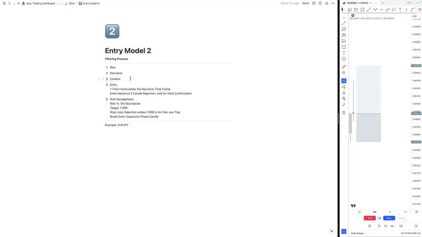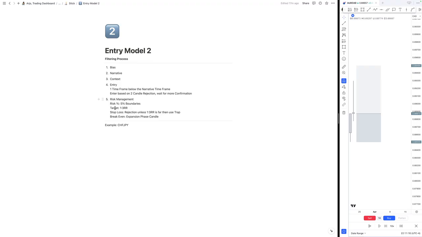So you need more confirmation. So if we're using the daily and the 4 hour, we need a little bit more confirmation. If you're not too certain, it is better to just wait for another rejection. Now, risk management, risk percentage, again, 5% boundaries. Target is a 1 to 3 RR actually. Stop loss at the rejection, unless 1 to 3 RR is far, then use the trap or target a 1 to 2 as well. Now, break even, again, same thought process, expansion phase candle.